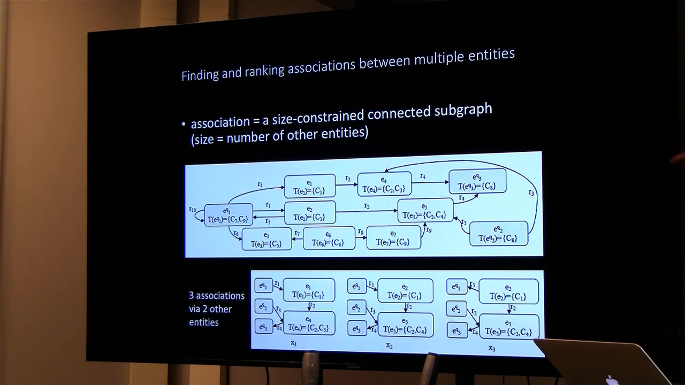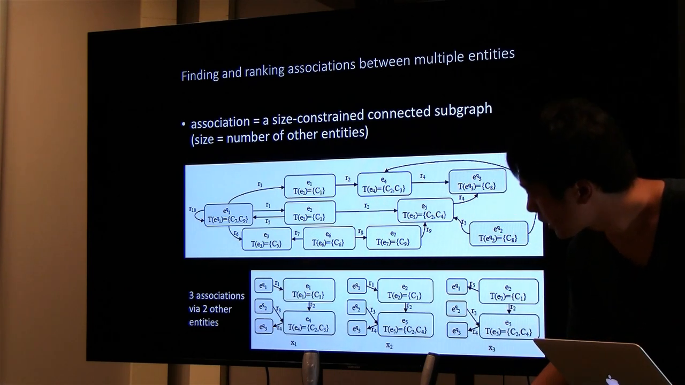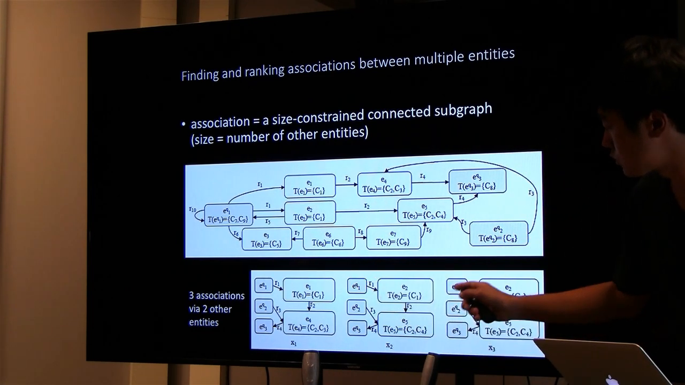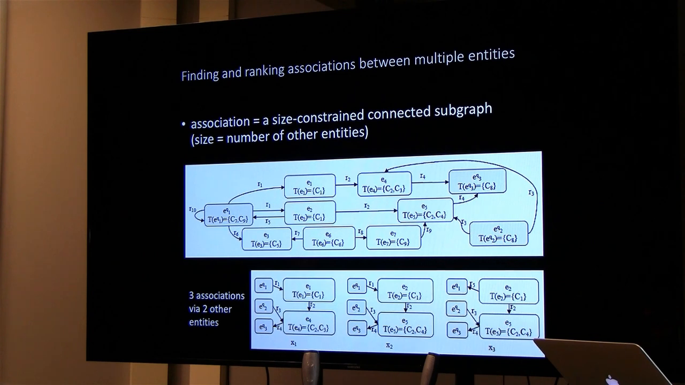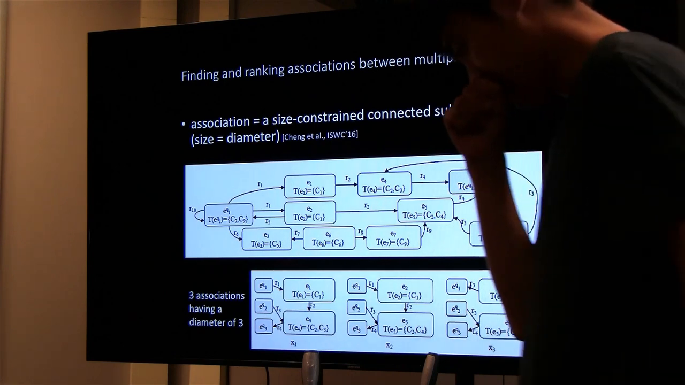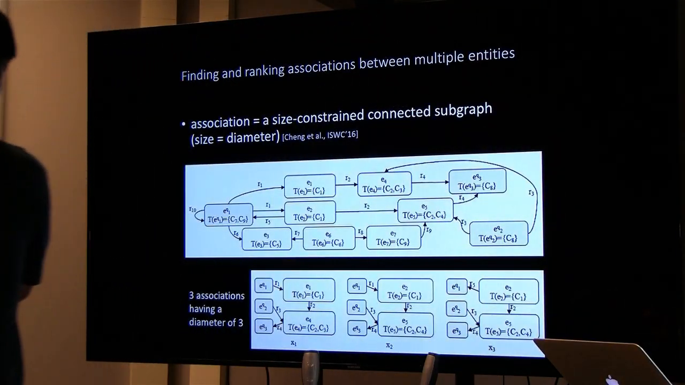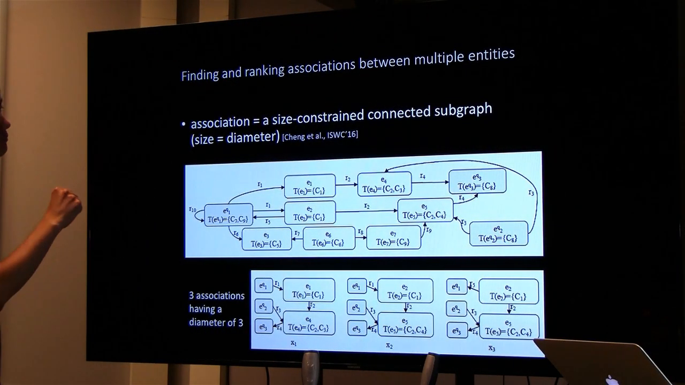And if we allow introducing two additional entities, we can actually find three associations from this graph. But in practice, we may find thousands of associations, right? It's just a toy example. We can also define it in a different way. That's what we have done in our upcoming ISWC work.